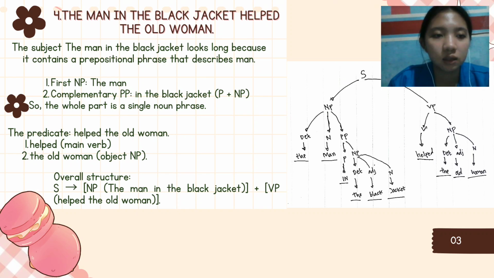The predicate is helped the old woman. First is help as the main verb. Second, the old woman as an object NP. Overall structure is subject NP, the man in the black jacket, plus VP, helped the old woman. The prepositional phrase in the black jacket modifies the noun man, not the verb. So the prepositional phrase is attached under the noun phrase, forming a larger noun phrase.